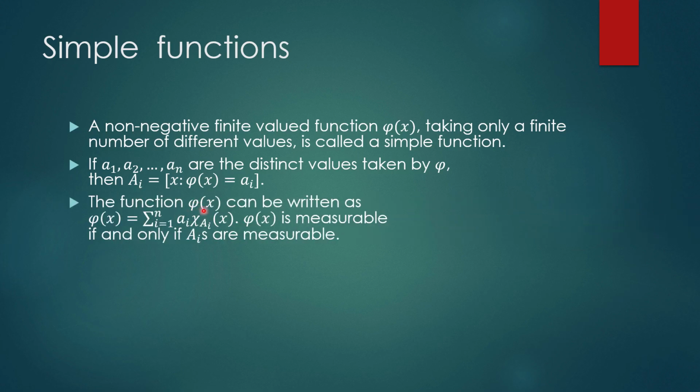And then the function phi(x) can be written in this form: phi(x) is exactly equal to the summation, i running from 1 to n, ai chi_Ai(x), where chi_Ai(x) is a characteristic function. Phi(x) is measurable if and only if the Ai are measurable. So we already know that a characteristic function is measurable if the set is measurable. If the sets Ai are measurable, then this phi(x) is also measurable.